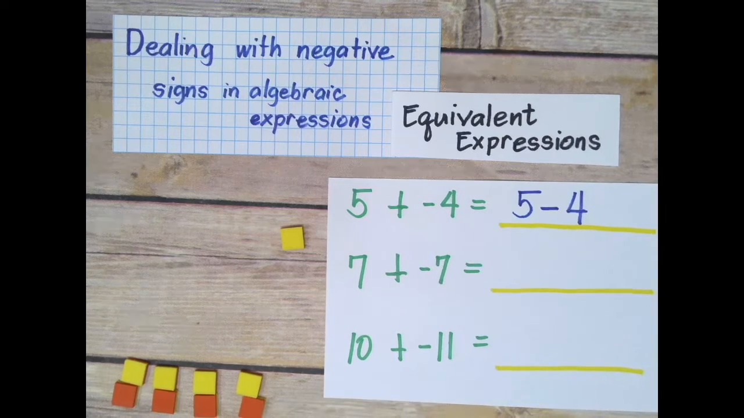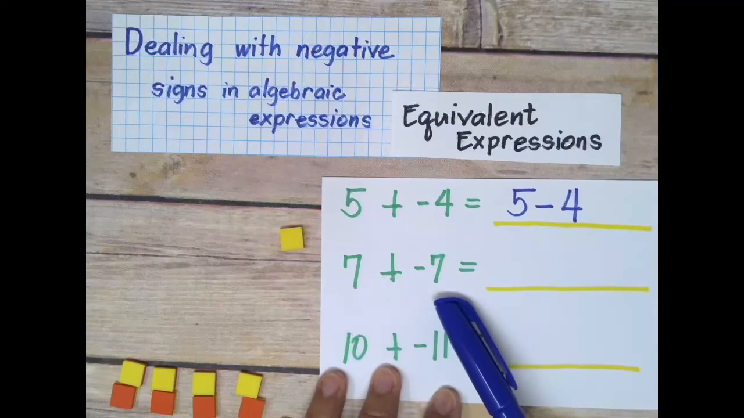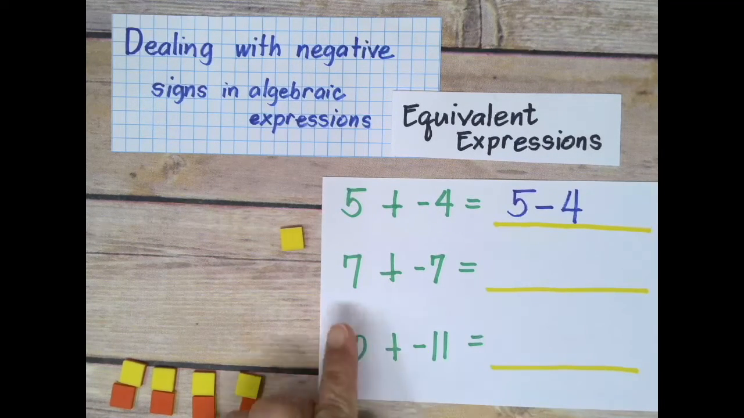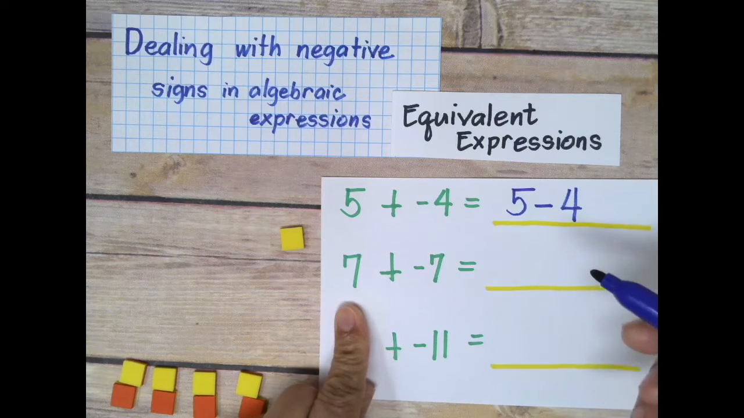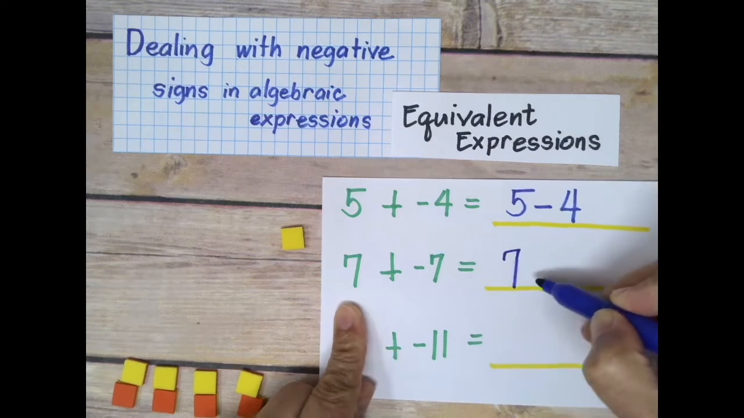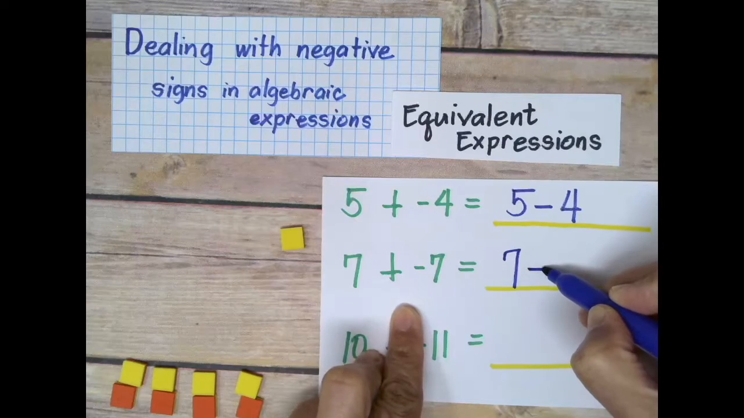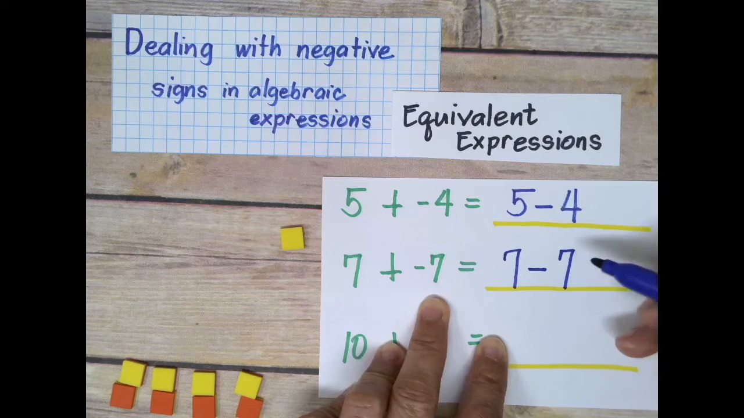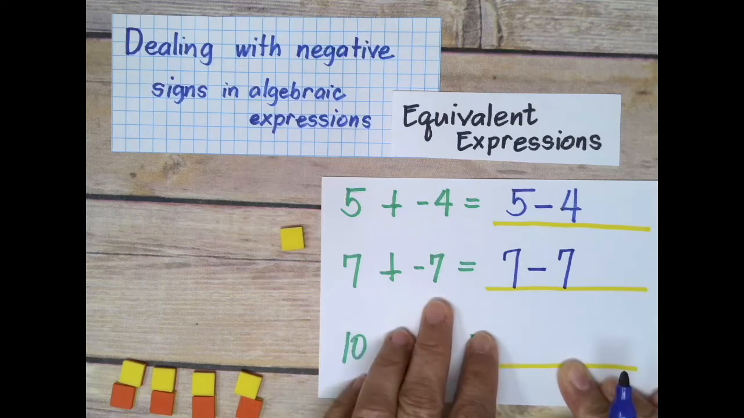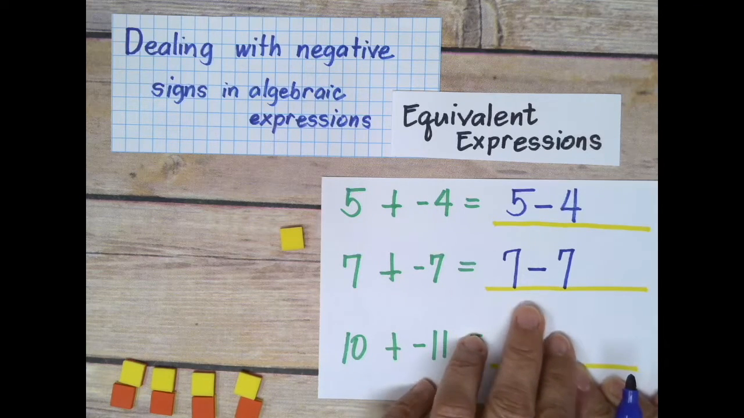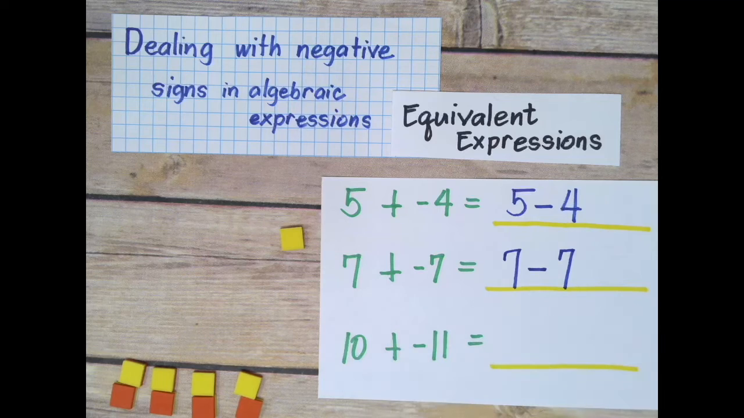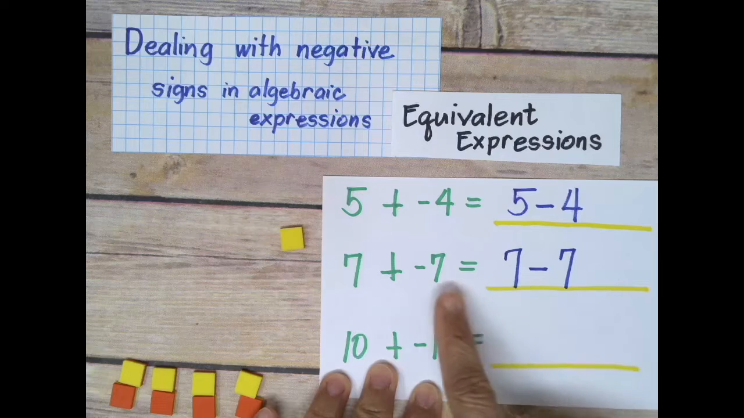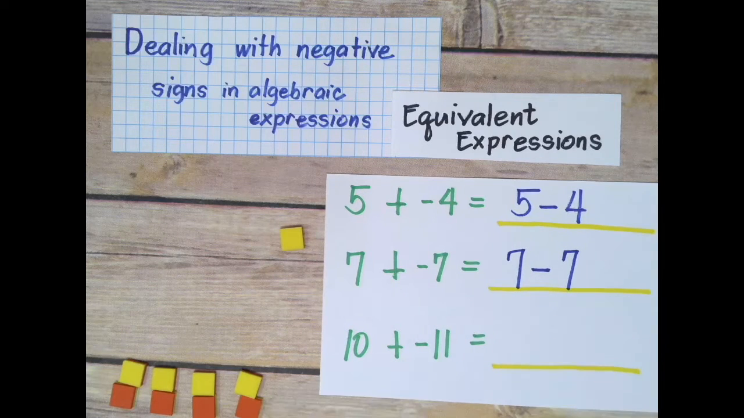Okay? So let's apply that to 7 plus negative 7. Our first addend is 7. So we have 7, then that's going to be minus, and the opposite of negative 7 is positive 7. So 7 plus negative 7 is simply 7 minus 7. Let us show that these two expressions are equivalent using algebra tiles.